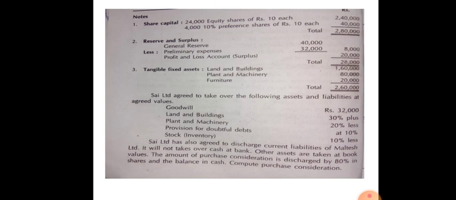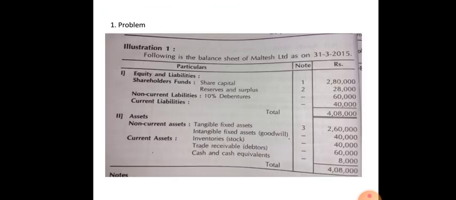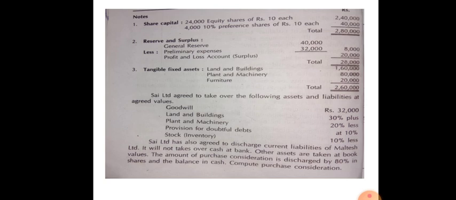Next, Sai Limited has also agreed to discharge current liabilities of Maltesh Limited. It will not take over cash at bank. So Sai Limited is not taking the cash at bank, which means while calculating the purchase consideration, there is no need to take the cash and cash equivalents of rupees 8,000. Other assets are taken at book values.